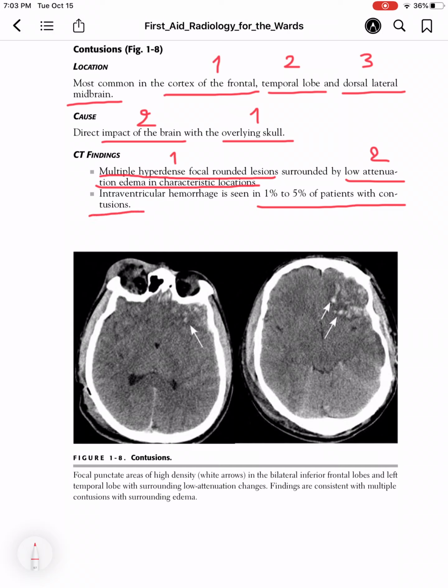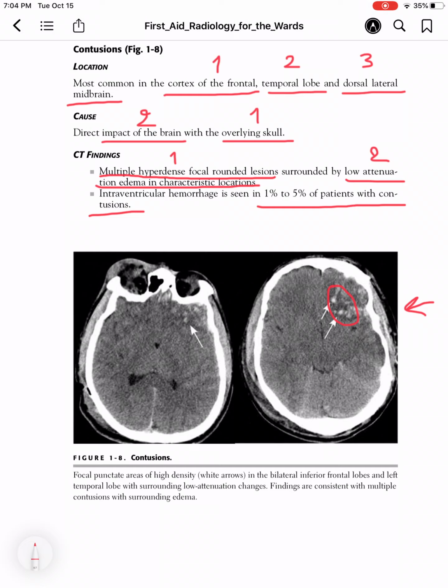After we talked about that, let's take a look at the picture below. On the picture on the right side first, we can see, at these two white arrows, two small white dots, and these are what was mentioned here as multiple hyperdense focal rounded lesions. Multiple hyperdense focal rounded lesions right here. So this is the first thing.